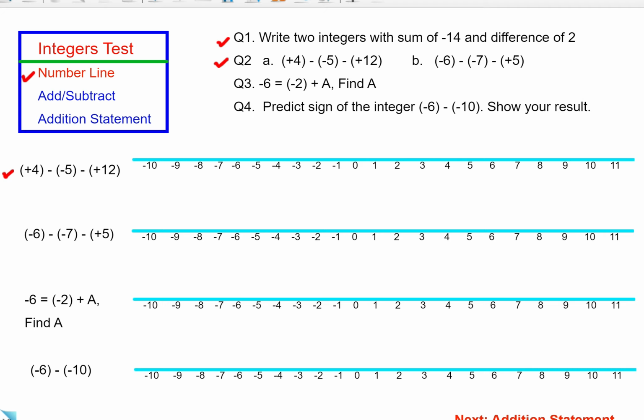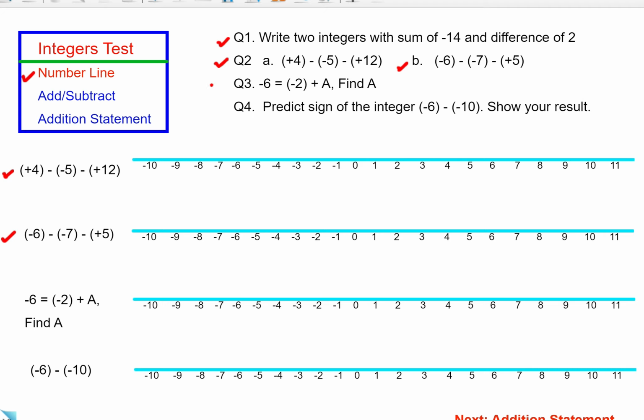Part B is minus 6 minus minus 7 minus plus 5. Now before doing addition, you should write the statement with all addition, right? Make subtraction as addition. So that is your second expression to work with.